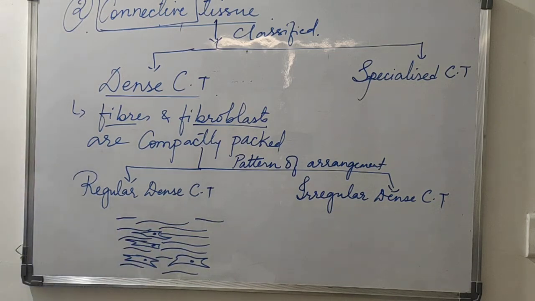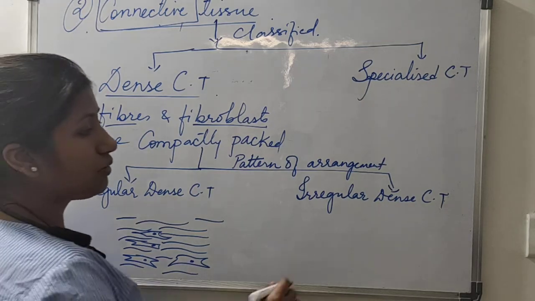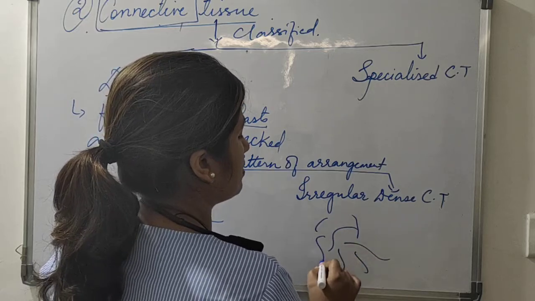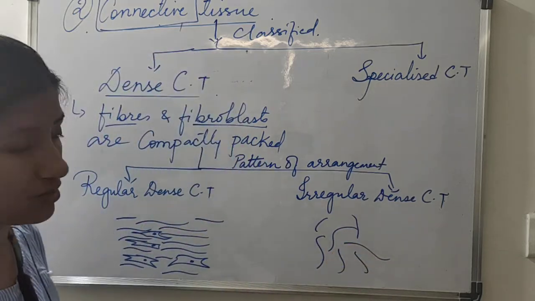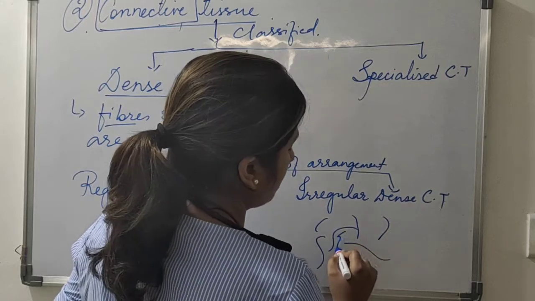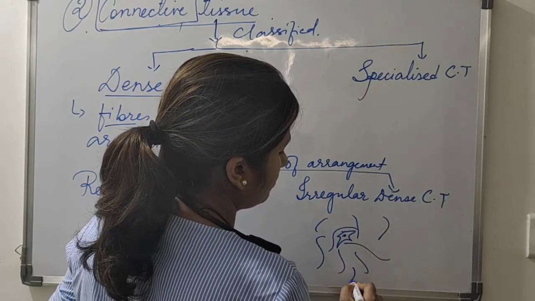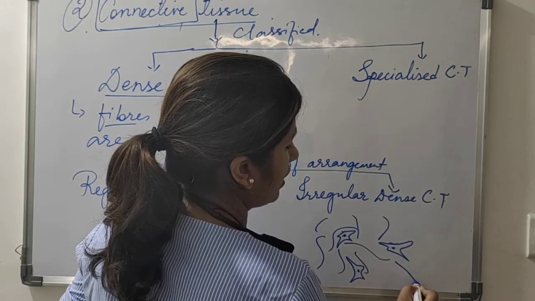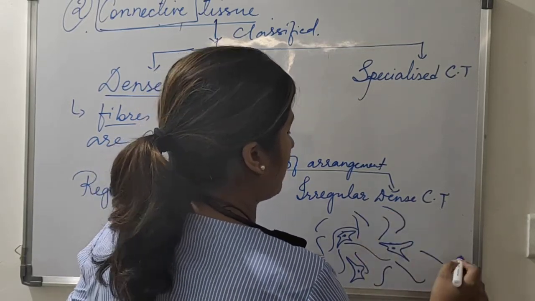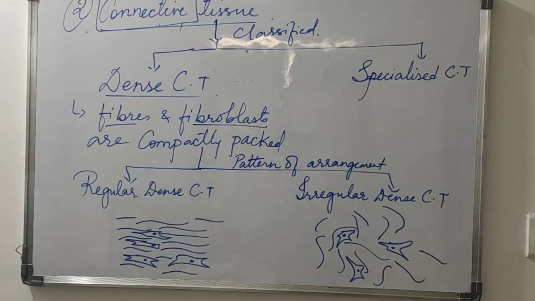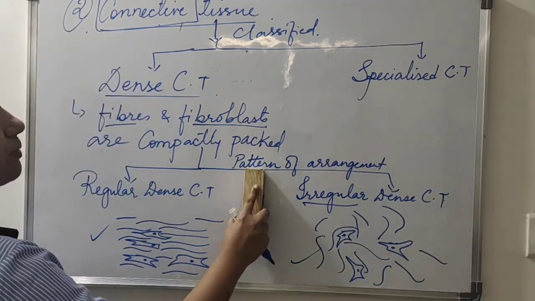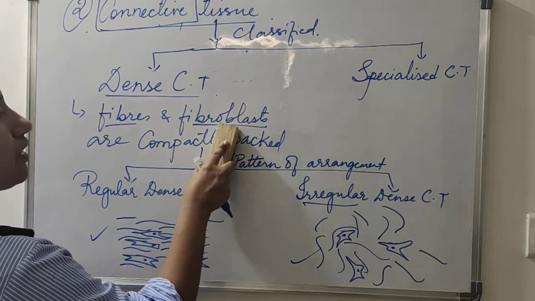So this is dense connective tissue, and in irregular dense connective tissue, fibers are arranged in whichever pattern it is given, and in between, fibroblasts are there. They are also irregularly arranged, and fibers are arranged in a random pattern. Figure A is this, figure B is this, where it is irregularly arranged. So that is on the basis of the pattern of arrangement of the fibers and fibroblasts.